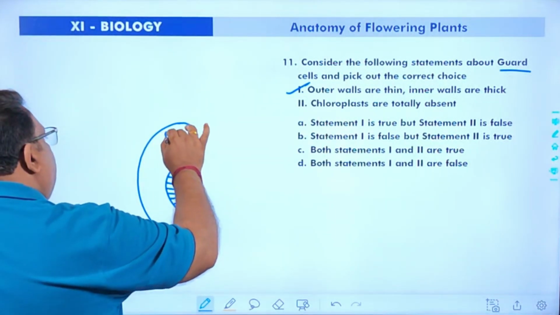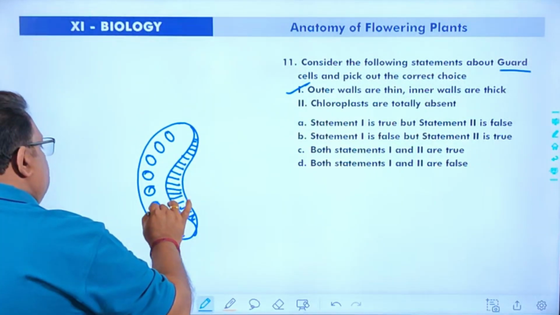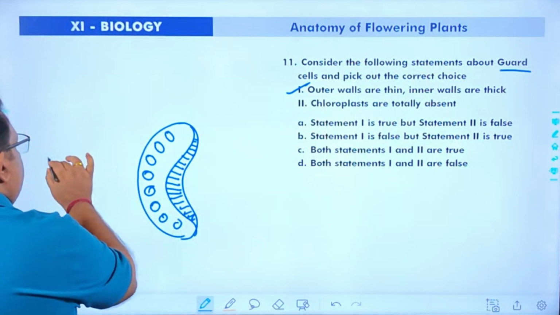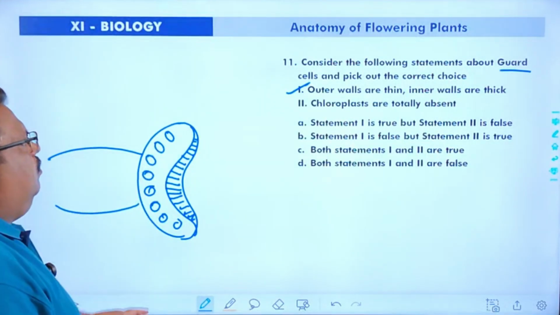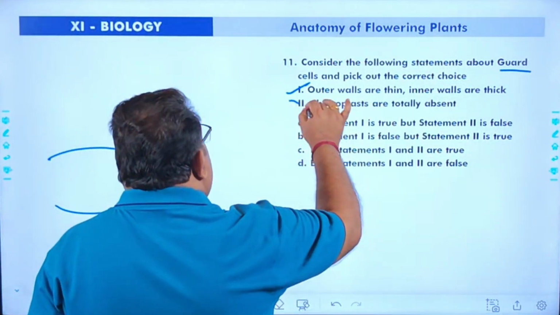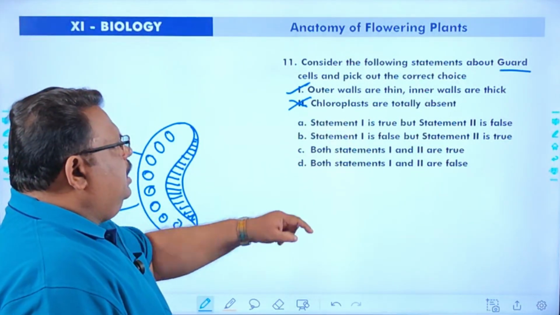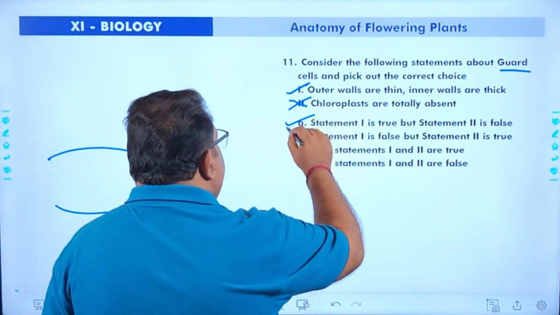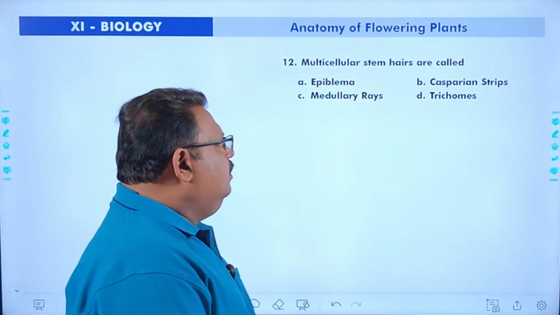And they have abundant chloroplast. Large numbers of chloroplasts are there. The epidermal cells are having no chloroplast, but the guard cell is having chloroplast. So chloroplasts are totally absent, that is a wrong statement. The statement 1 is true, but statement 2 is false. So answer is A.